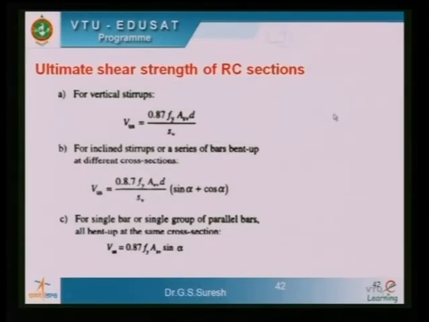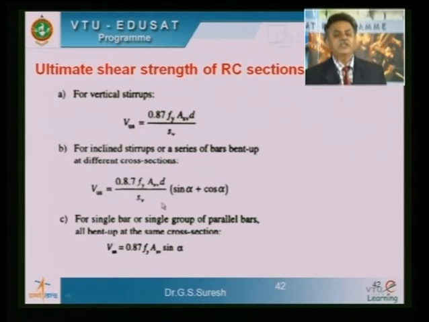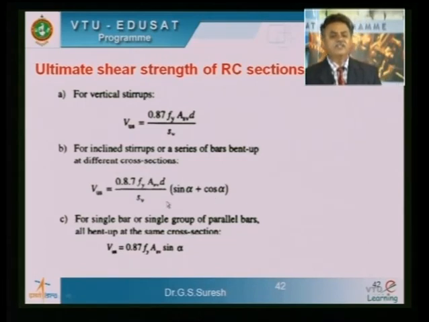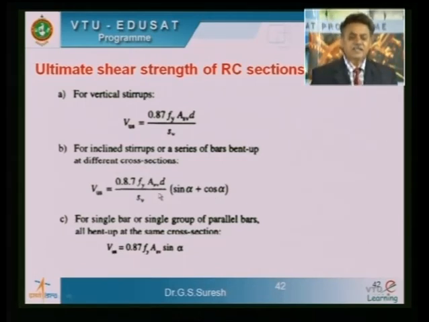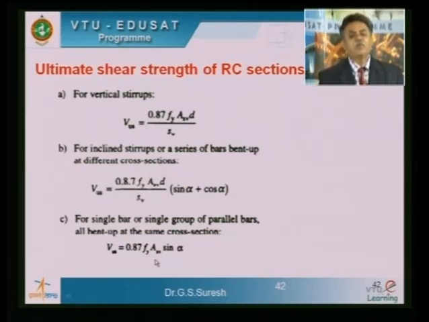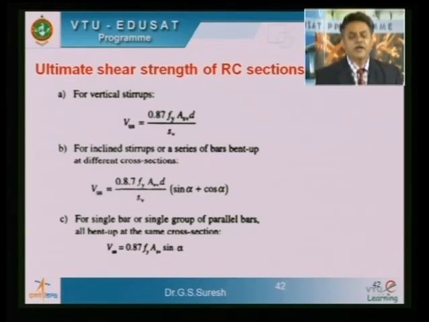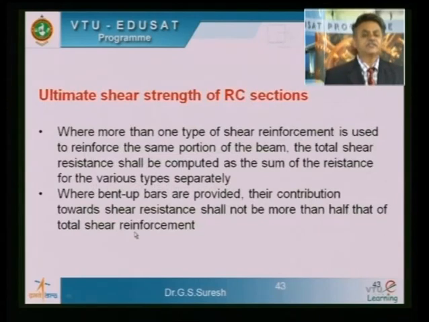For inclined stirrups, the same formula will have additional coefficients of sin alpha plus cos alpha, where alpha is the inclination. For a single bent up cranked bar, it is 0.87 Fy into ASV into sin alpha, where ASV in that case is the area of one bar. Suppose you provide 3 bars, then the whole thing you multiply by 3. Alpha is the inclination, generally taken as 45. From research, it has been found that alpha can be provided from 45 to 60 degrees.